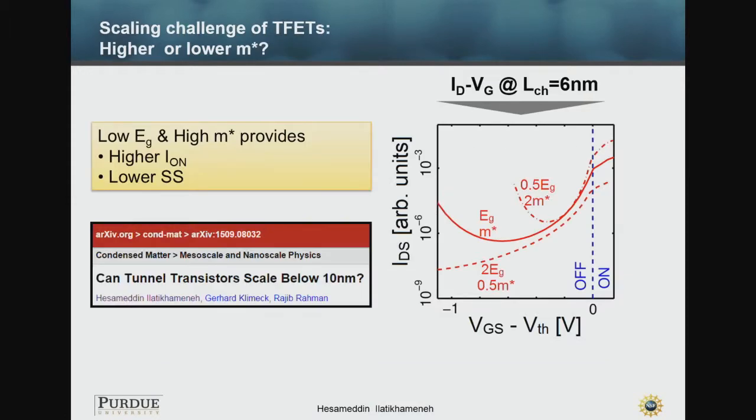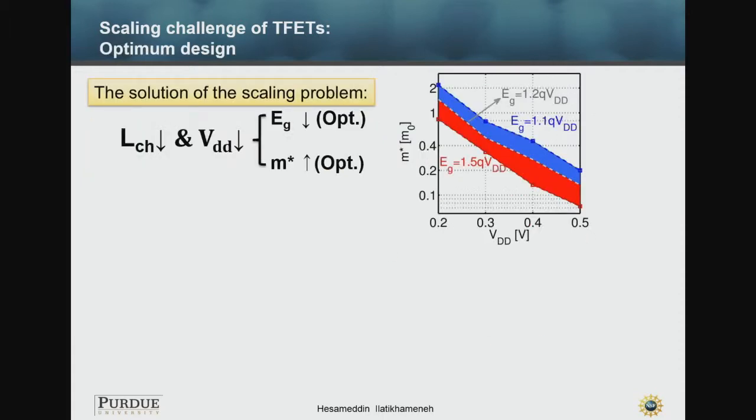So we tried different cases. Here you can see an IV for effective mass m star and band gap EG. Once we reduce the band gap and increase the effective mass, you can see the IV gets much better. But in the other case, where we increase the band gap and reduce the effective mass, you can see that it gets worse. So what we concluded is that when we are doing the scaling in tunnel FETs, we need to reduce the band gap and increase the effective mass.